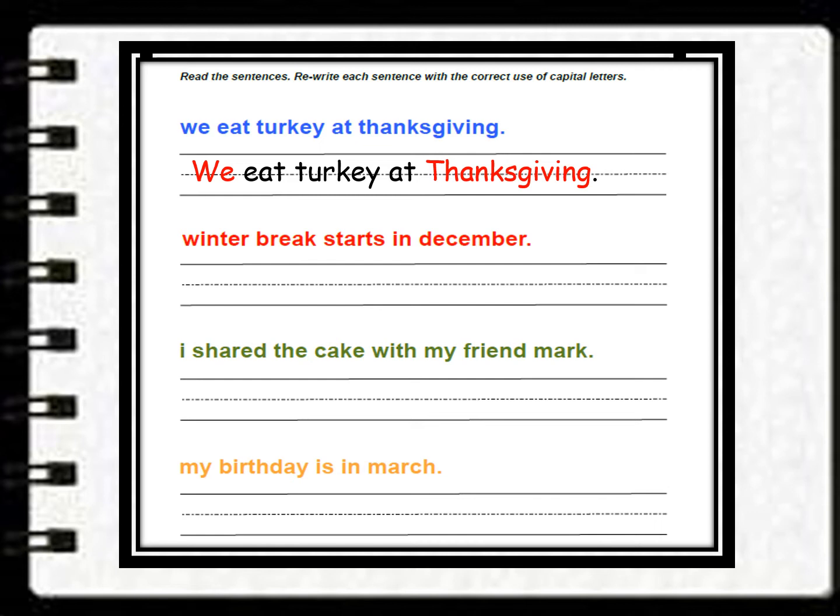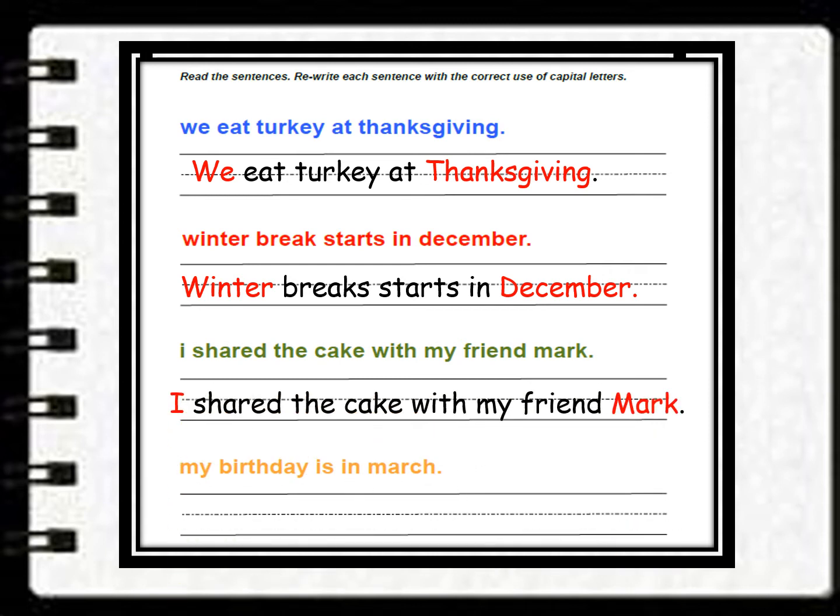Begin your sentence with a capital letter. So you need to write we, starting with capital letter W, and Thanksgiving, because it is the name of a holiday. Next, winter break starts in December. You have to write winter with a capital letter, the W at the beginning of the word winter. And the name of the month, which is December.